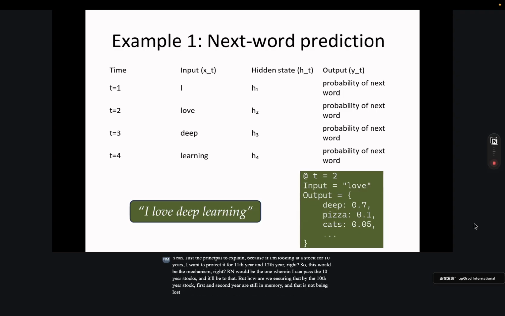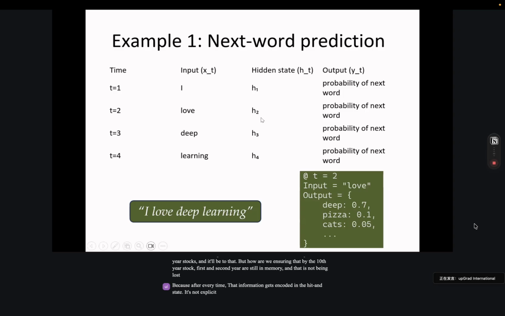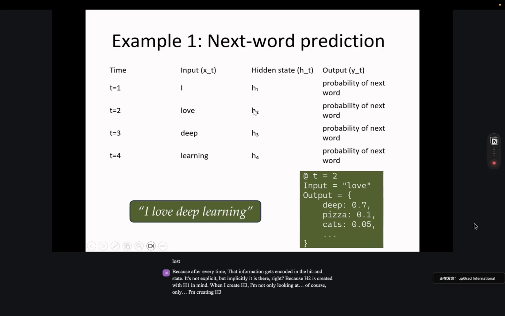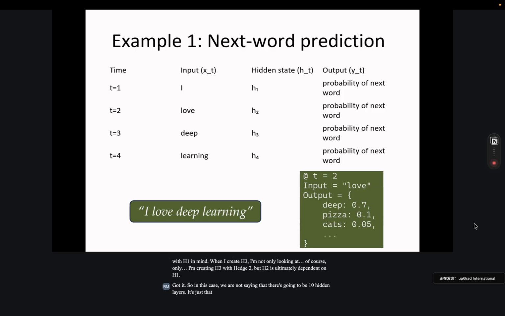Because after every time, that information gets encoded in the hidden state. It's not explicit, but implicitly it is there, right? Because H2 is created with H1 in mind. When I create H3, I'm creating H3 with H2, but H2 is ultimately dependent on H1. Got it. So in this case, we are not saying that there are going to be 10 hidden layers. It's just the recursive repeat that works. Correct, yeah, correct.